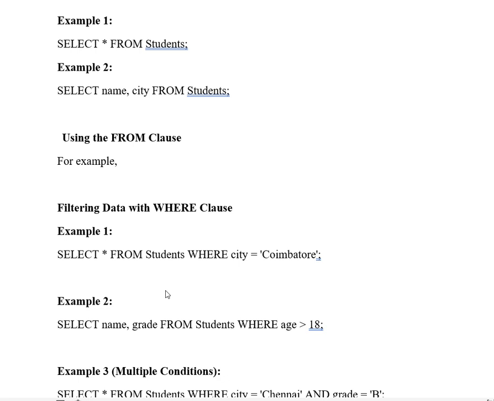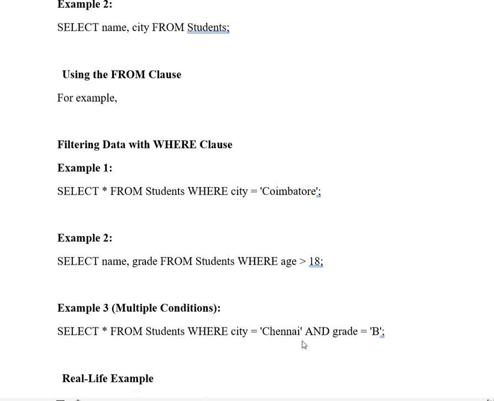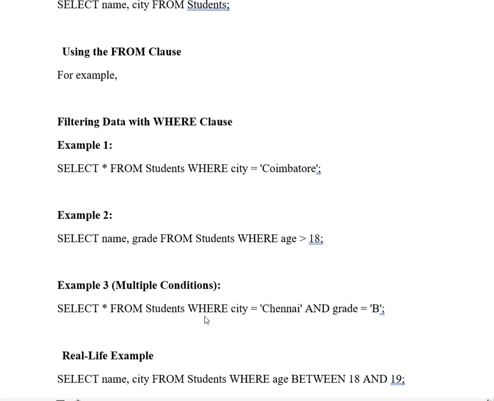Let's see another example. SELECT name, age FROM students WHERE age > 18. That means it shows the names and ages of students who are older than 18. You can also combine multiple conditions using AND or OR. SELECT * FROM students WHERE age > 18 AND city = 'Coimbatore'. This will show only students who are above 18 and live in Coimbatore.